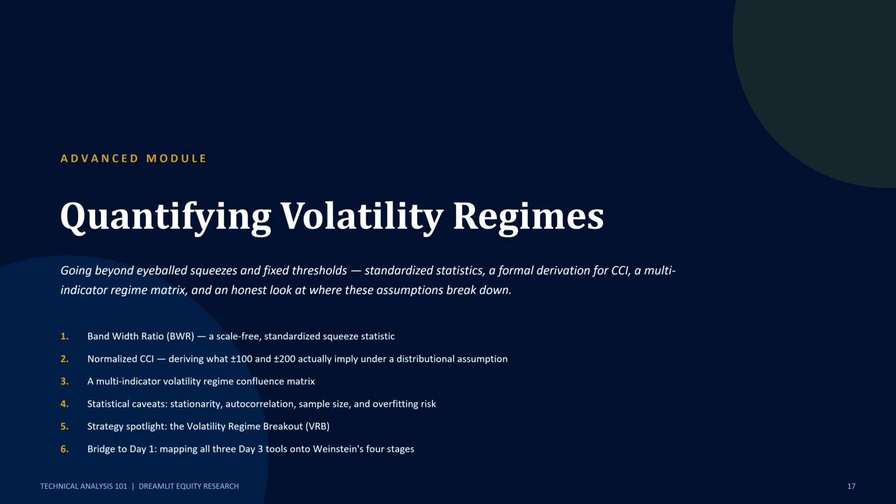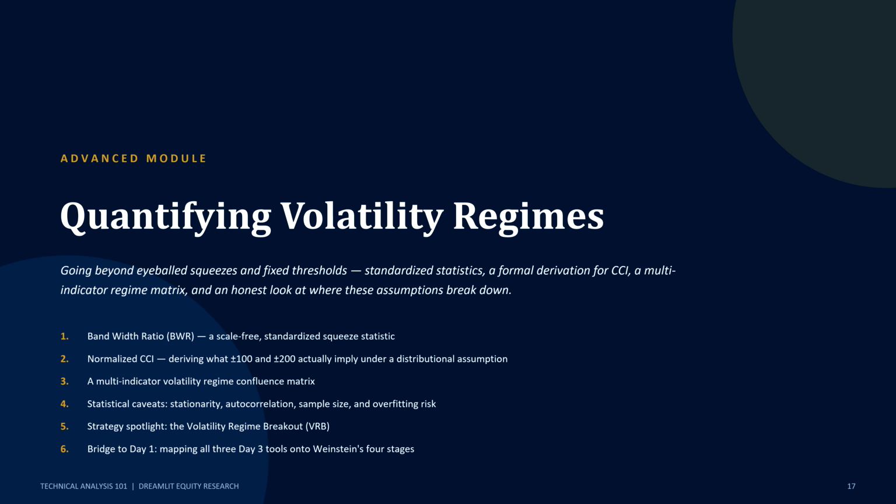Third, we build a multi-indicator volatility regime confluence matrix, combining all 3 of today's tools into named market regimes. Fourth, an honest look at the statistical caveats underneath all of this: stationarity, autocorrelation, sample size, and overfitting risk. Fifth, a strategy spotlight on the volatility regime breakout, a fully rules-based extension of Part 1's Squeeze plus ADX idea. And sixth, we bridge all 3 tools back to Stan Weinstein's 4-stage framework from day 1.